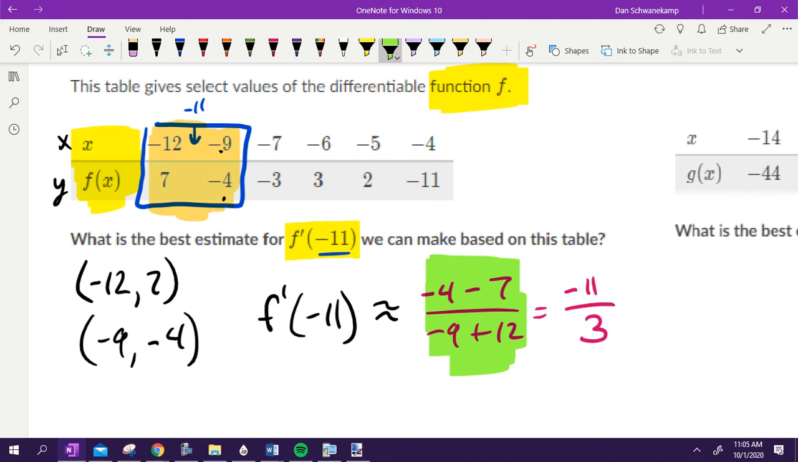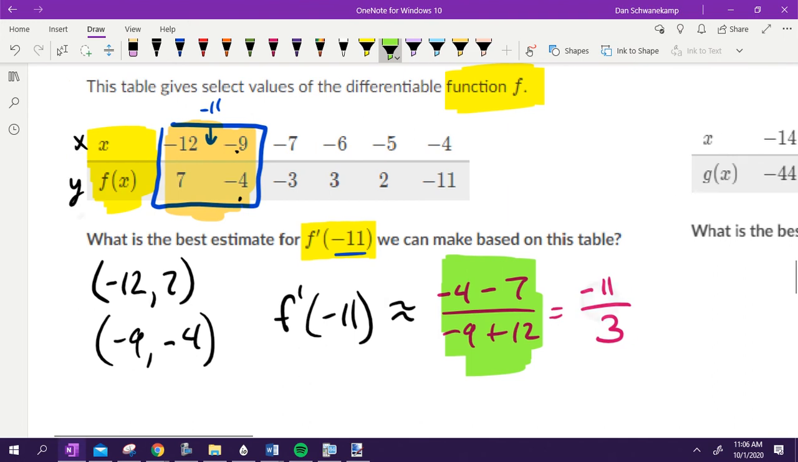Yes, sir. Do we need the wavy equal sign to show that it's approximate? No, you don't have to have the cool wavy equal sign. I would suggest it because it is approximate. It is not the actual derivative. We're approximating that. You're welcome. We good here?